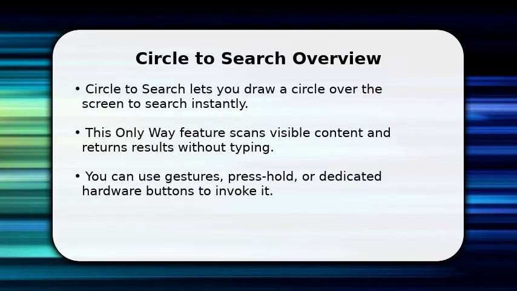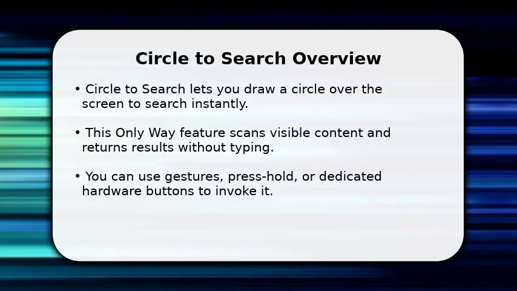Circle to Search lets you draw a circle over the screen to search instantly. It finds text, images, links, and products shown inside the circle. The feature works system-wide across apps and in the browser for fast lookup. This only-way tool scans visible content and returns results without typing.